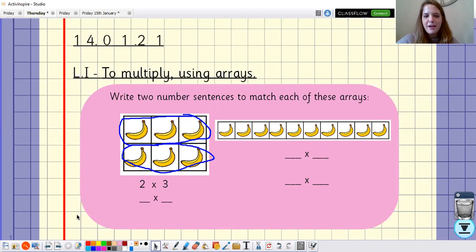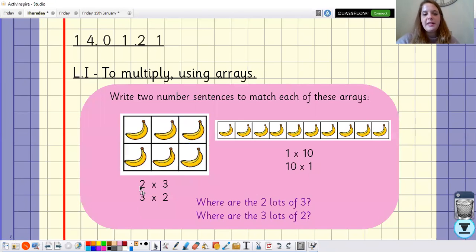Okay, hopefully you've had some time now to go through the number sentences and write a number sentence for each array. So let's look at this array first of all. We can have 2 multiplied by 3, but we can also have 3 groups of 2 or 3 multiplied by 2. So it says here, where are the 2 lots of 3 and where are the 3 lots of 2? You may want to draw this array and circle, like we did with the eggs. Circle those groups so you can see them really clearly.